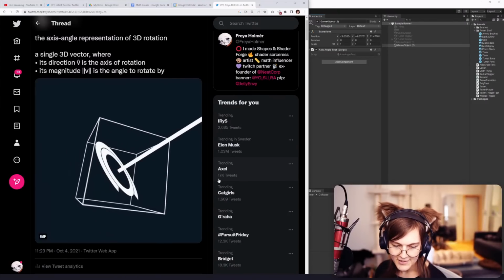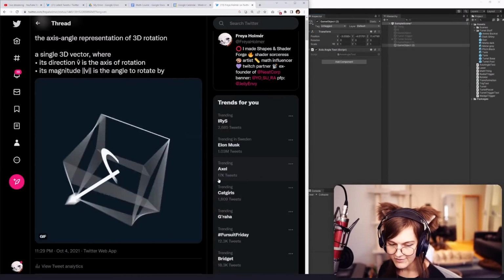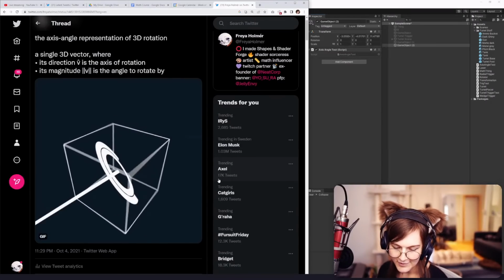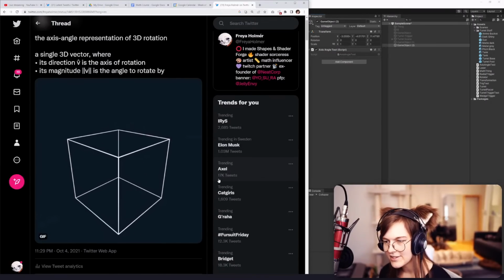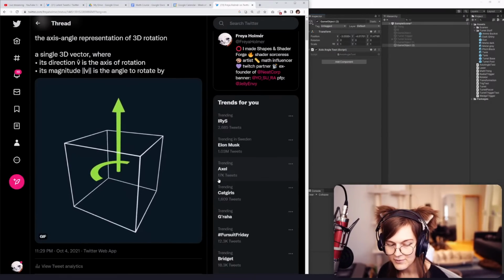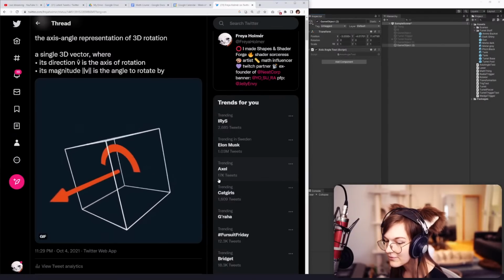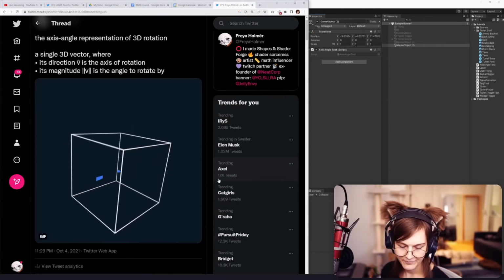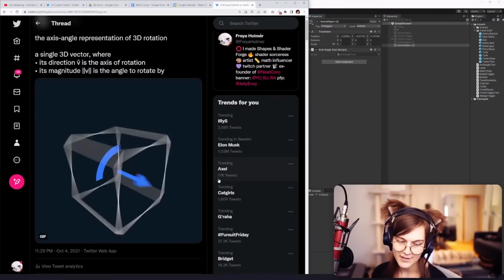Isn't this how quaternions kind of work? Kind of, but not really. Quaternions can be converted to and from angle axis relatively easily, but it's not directly how they work, no. But they're very closely related.